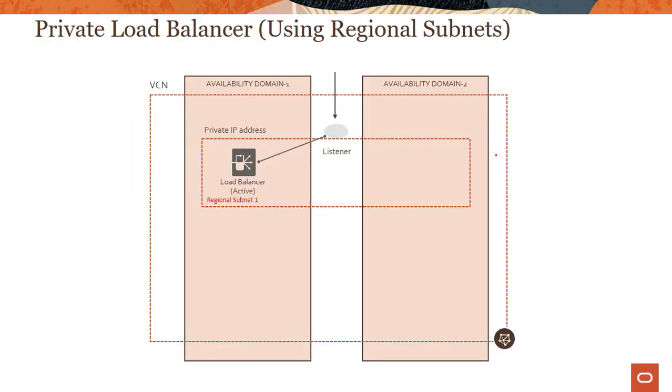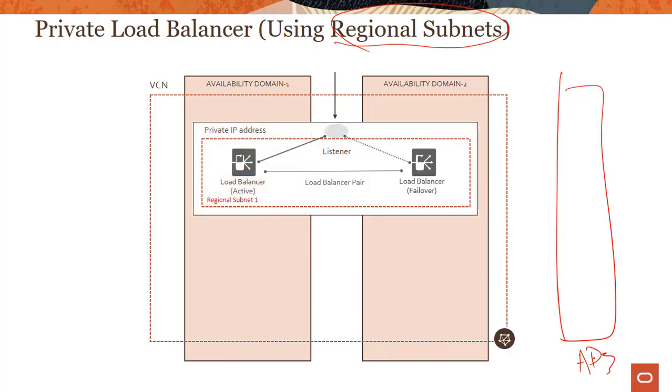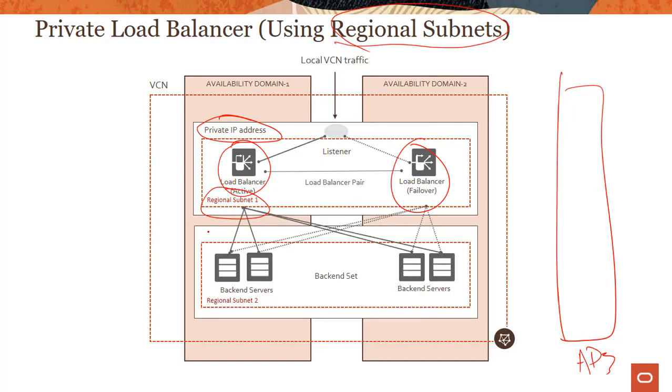So let's see how this works in action as we saw with the public load balancer. I'm using regional subnets here. I have a region, and of course multi-AD regions have 3 ADs. I'm only showing 2 just to keep the picture a little cleaner. Right now I can create a private load balancer in my AD1. Of course it's a regional subnet, so the failover gets created in AD2. And like we said, this is a private load balancer, so it gets a private IP address. And like with a public load balancer, you could send the traffic to the backends, whichever ADs they exist in.